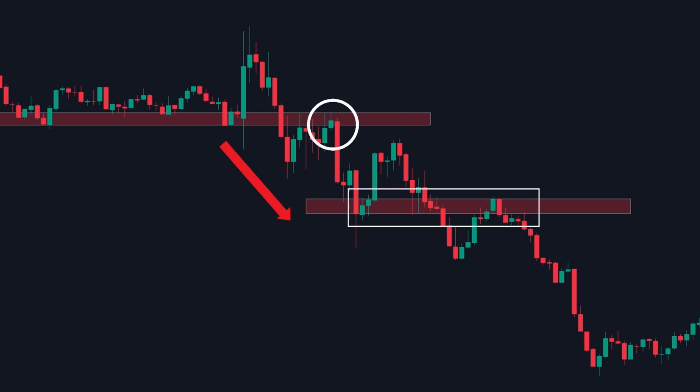But pay attention to how it approaches. The bullish candles get smaller, and you start to see wicks rejecting the area. This shows buying momentum is slowing down.